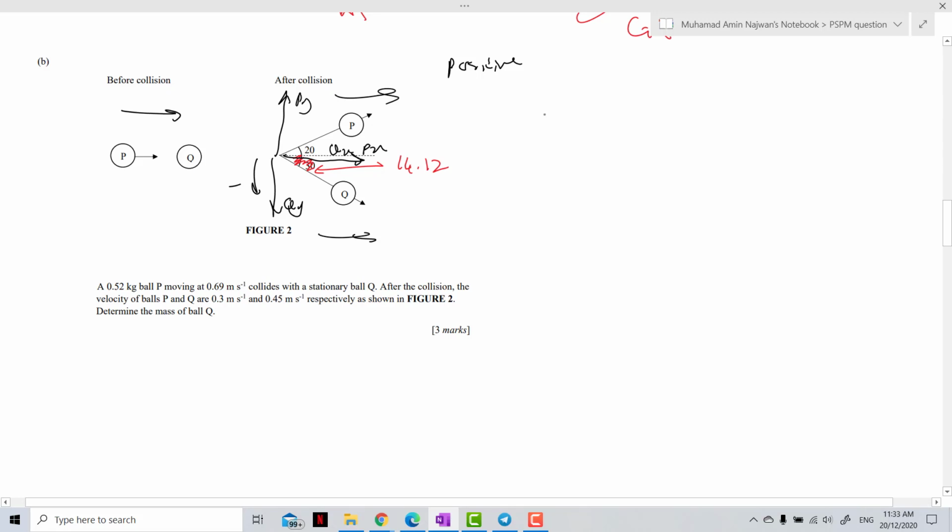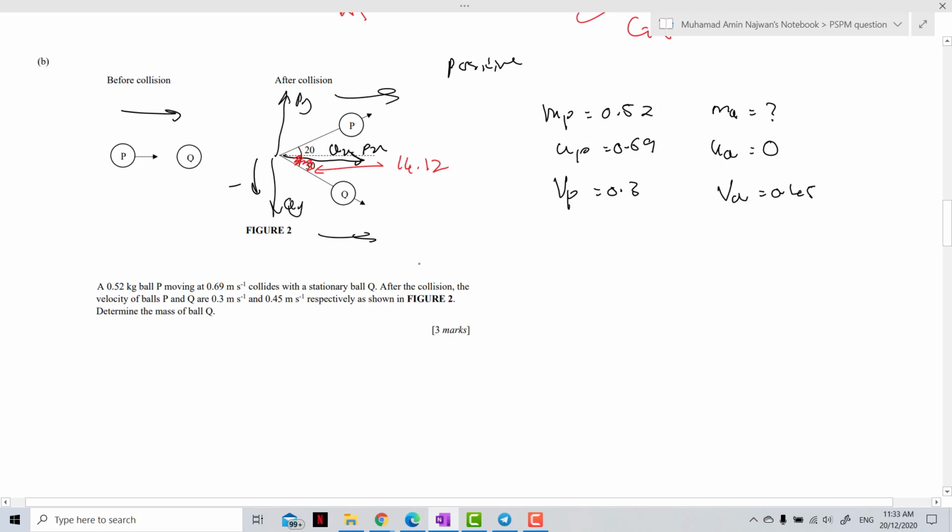Okay, so extracting any information given. So kita ada MP sama dengan 0.52. MQ kita tak tahu berapa. Lepas tu kita ada UP sama dengan 0.69. Collides with a stationary ball Q. So UQ sama dengan kosong. So after the collision, the velocity of ball P and Q are VP sama dengan 0.3, VQ sama dengan 0.45 respectively. So determine the mass of ball Q.